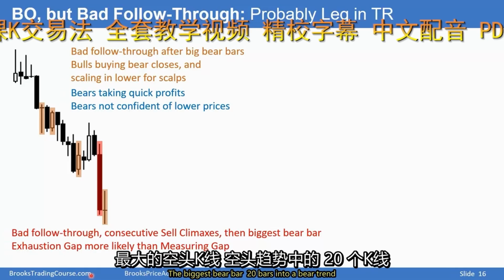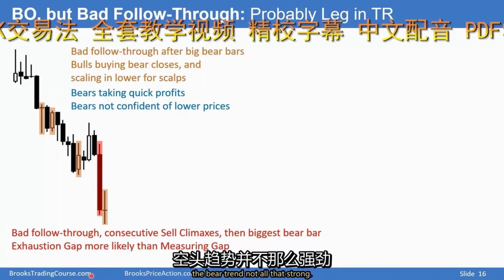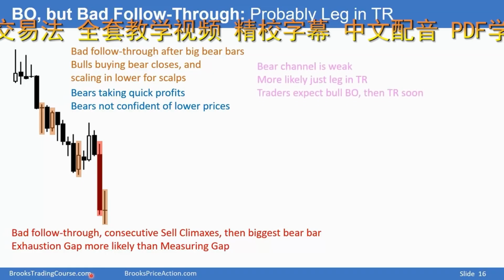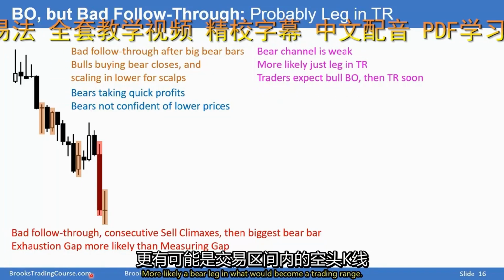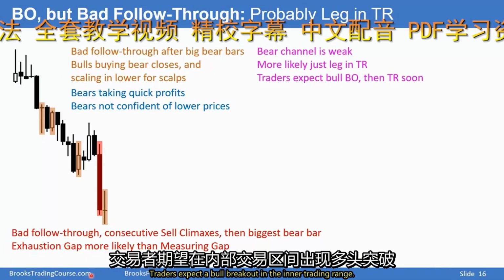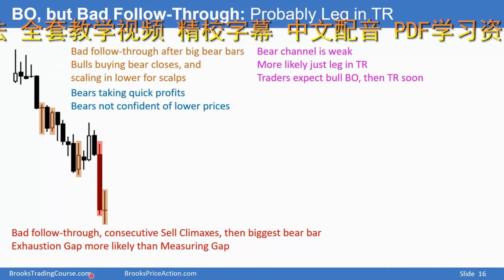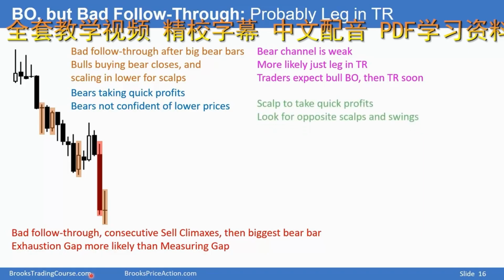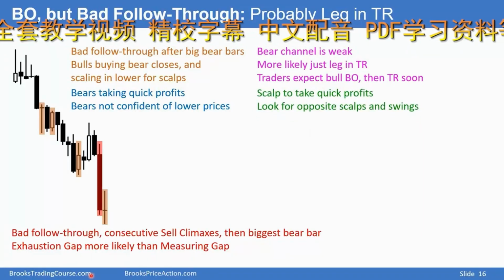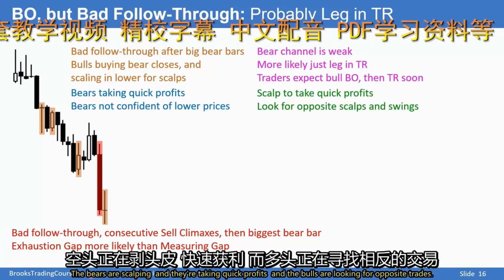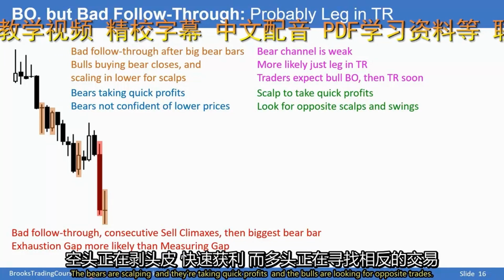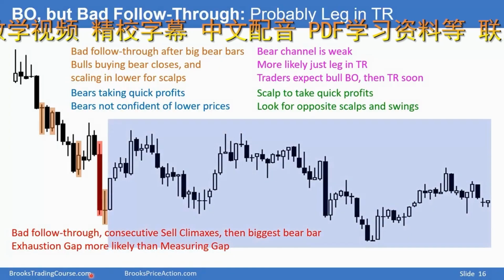The biggest bear bar, 20 bars into a bear trend. The bear trend not all that strong. More likely a bear leg in what will become a trading range. Traders expect a bull breakout and then a trading range. The bears are scalping and they're taking quick profits, and the bulls are looking for opposite trades.